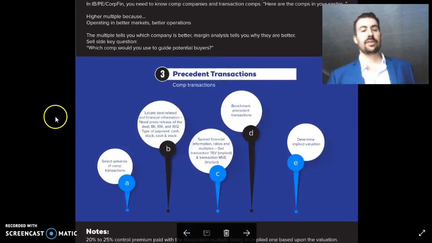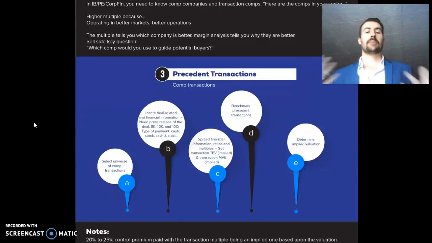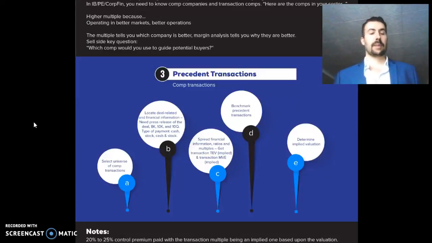The third valuation methodology, which is very similar to comp companies, is called precedent transactions or comparable transactions. We're going to be ultimately selecting a universe of comparable transactions. We're going to locate deal-related and financial information. We're going to need press releases of the deal, the 8K, the 10K, the 10Q, and ultimately what is the nature of the transaction? Is it going to be based in stock, cash, or cash and stock?